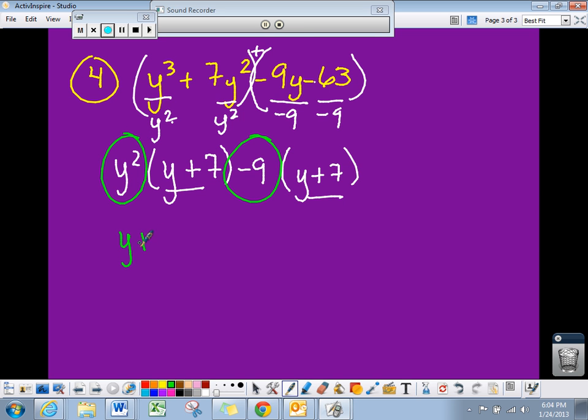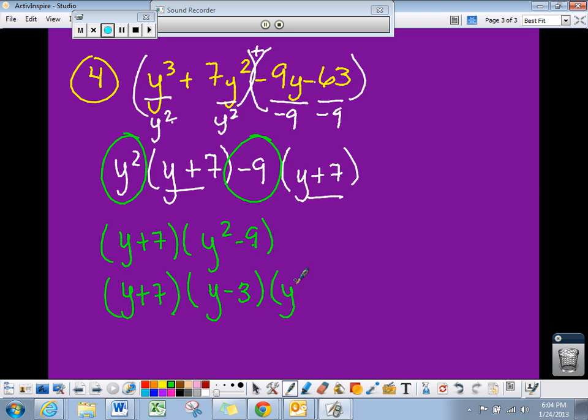So we get y plus 7 times y squared minus 9. And then we can factor the y squared minus 9, because it is a perfect square, or the difference of squares. 9 is a perfect square, so we can factor it.